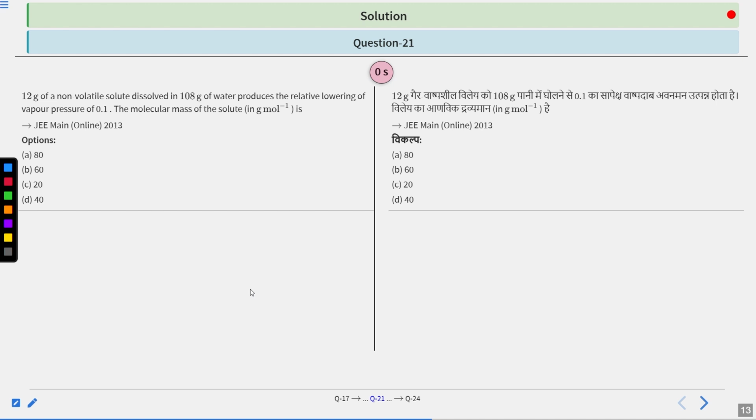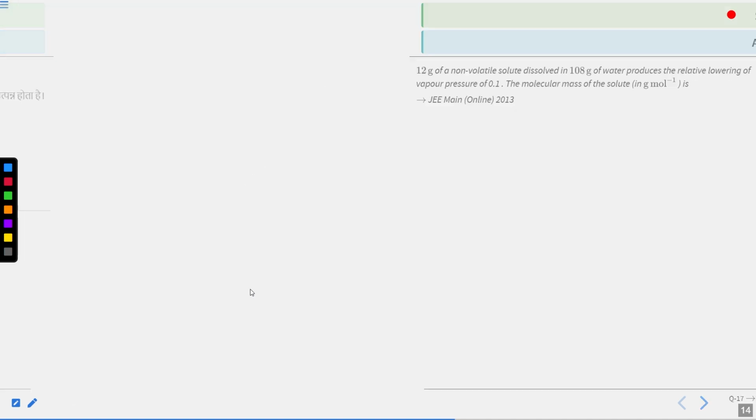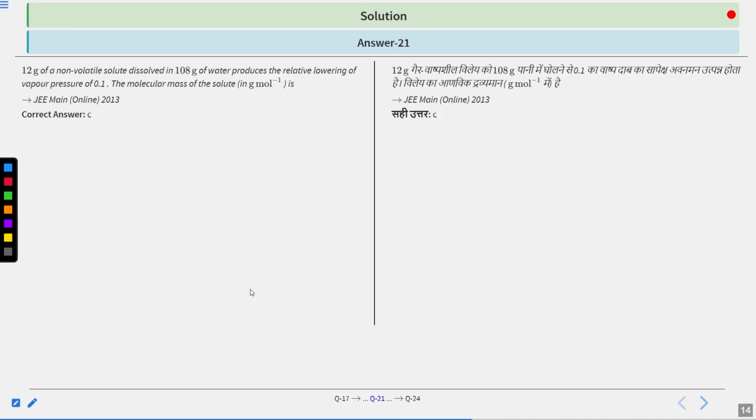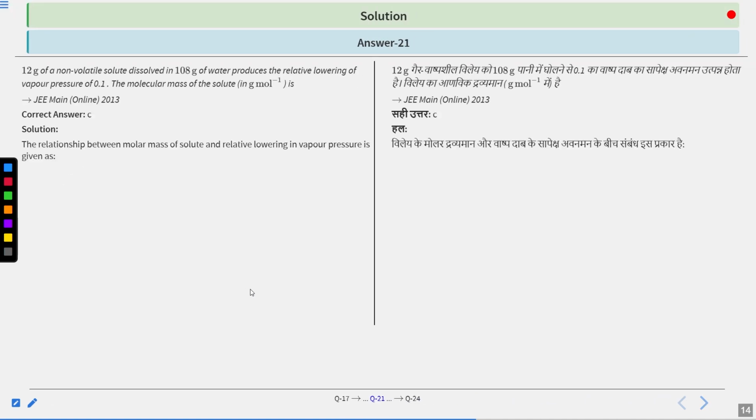So let us see how we can solve it. Moving on to the solution. For those who have solved, the correct answer is C. So what is the relationship between the molar mass of solute and the relative lowering of vapor pressure? This is given by this formula, which is the relative lowering of vapor pressure. Again we have neglected the number of moles of solute in the denominator, so that will give you this expression finally.